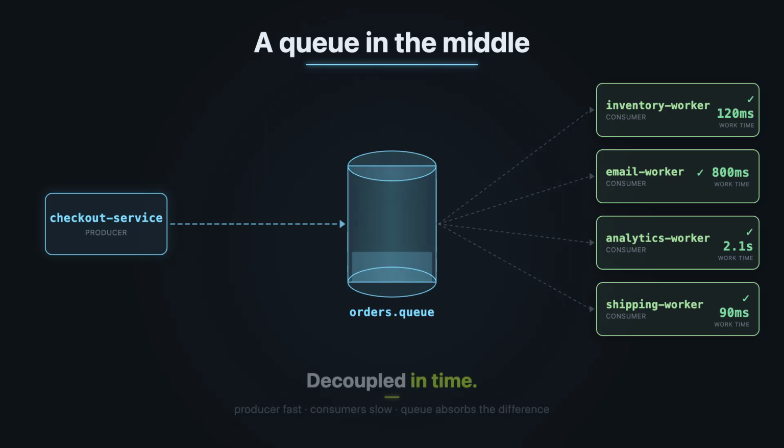This is the core idea. The queue decouples the producer from the consumers in time. The producer is fast. The consumers can be slow. The queue absorbs the difference. Now, what's actually inside that cylinder? Let's look.